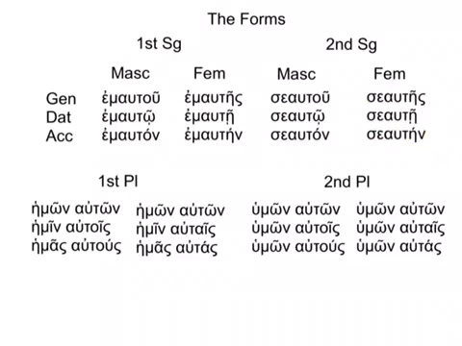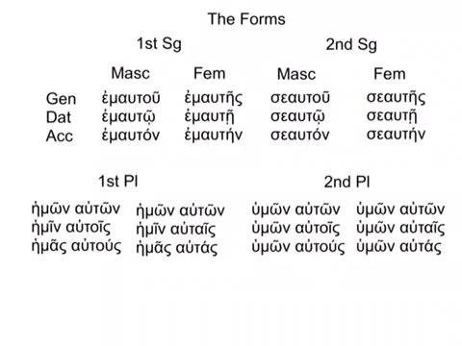For the first plural we have, for the masculine, hemonauton, heminautois, hemasautus, and hemonauton, heminautais, and hemasautas for the feminine. And for second plural, for the masculine, we have humonauton, humonautois, and humonautus. And for the feminine, we have humonauton, humonautais, and humonautas.